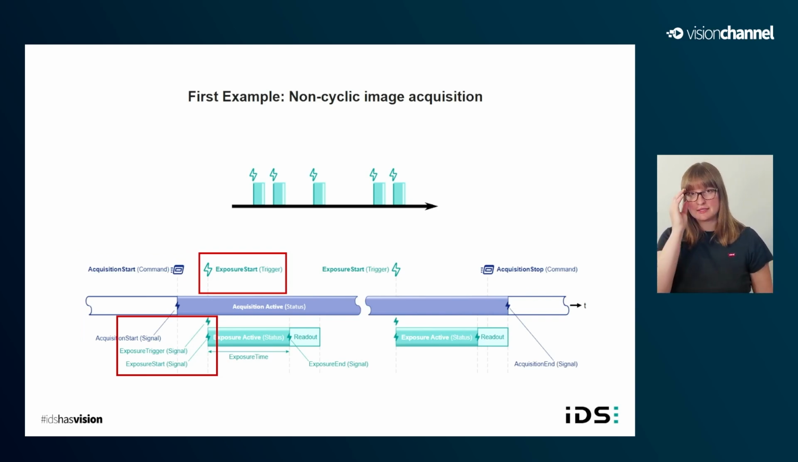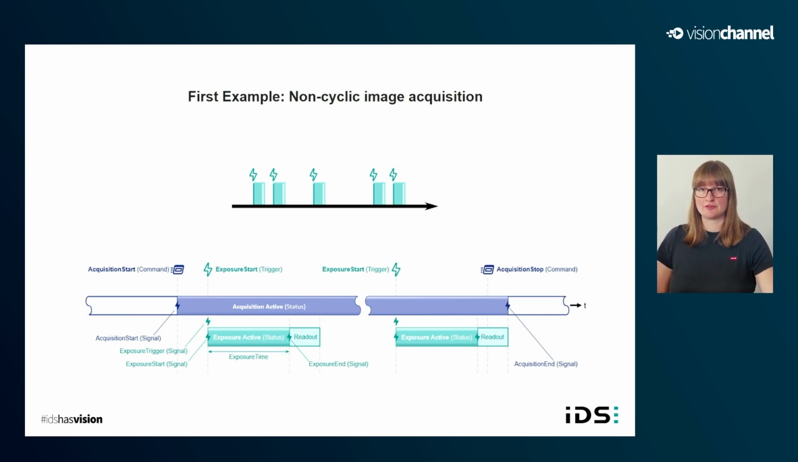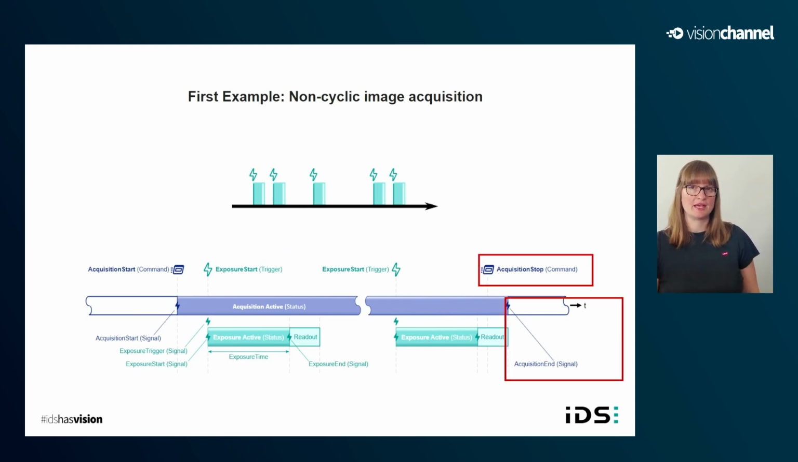Immediately after the trigger signal, we want the camera to start the exposure of an image. To produce sharp images, we need to preset the exposure time accordingly to the lighting conditions and speed of the conveyor belt. Precisely one image is captured for each trigger signal. During the acquisition and readout time, no further trigger signal is accepted. After all images have been taken, we can perform the acquisition stop command.